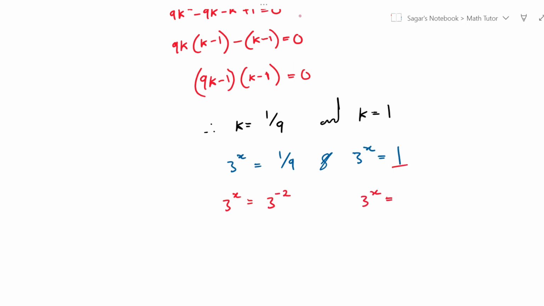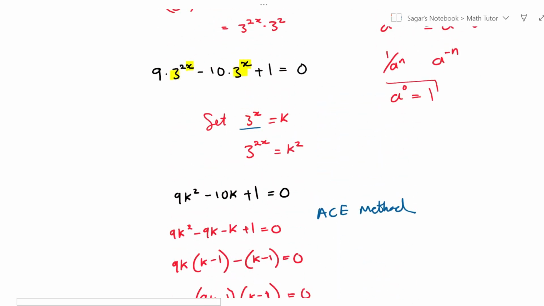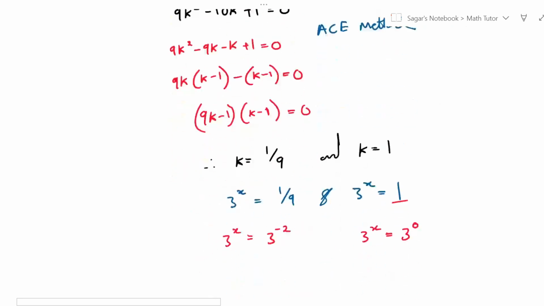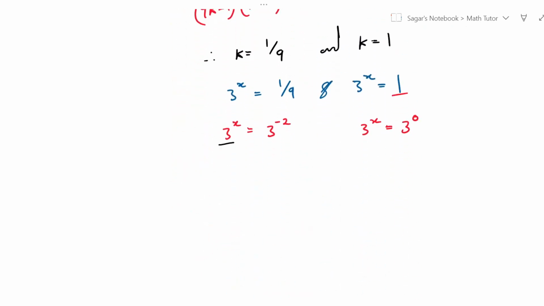and 1 can be written as 3 to the power 0. Remember this law, a to the power 0 is equal to 1. Since our bases are now the same, x is equal to minus 2 and x is equal to 0.